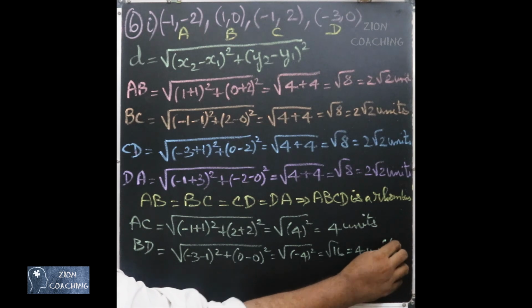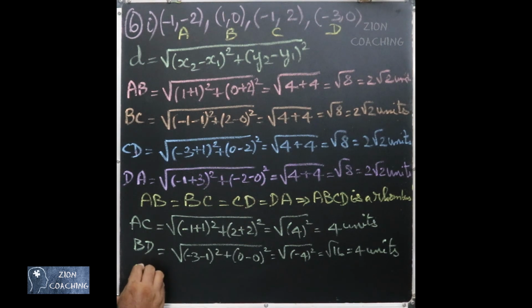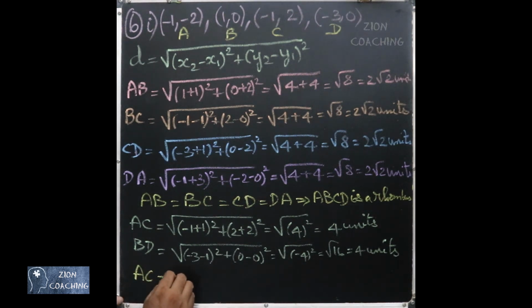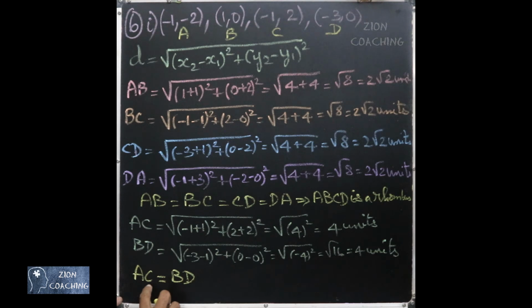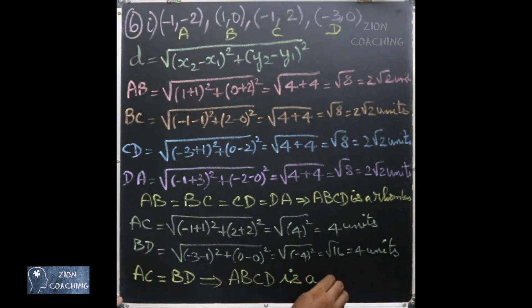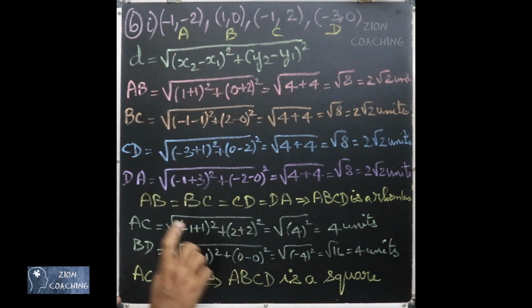Now we can see that the diagonal measurements are also equal. So what we can say is all the sides are equal, diagonals are also equal. When all the sides are equal, it is a rhombus. In a rhombus, if the diagonal measurements are equal, then it becomes a square, because the property of a square says that in a square the diagonals are also equal. So we have ABCD is a square. So the type of quadrilateral formed using the given vertices is a square.